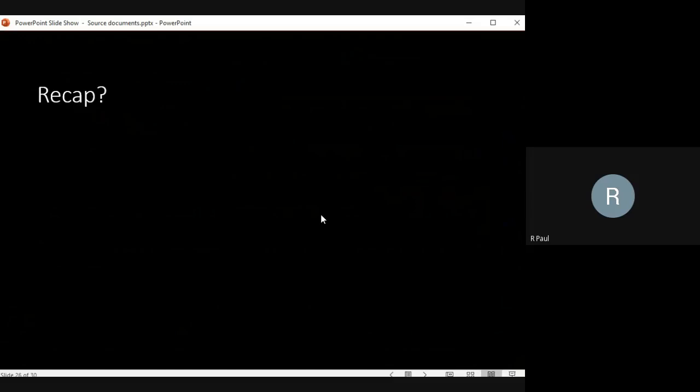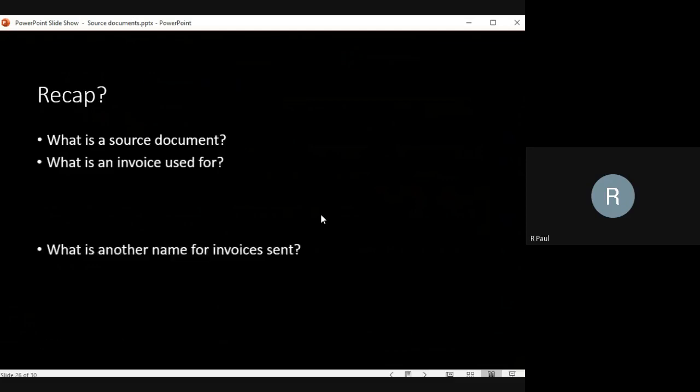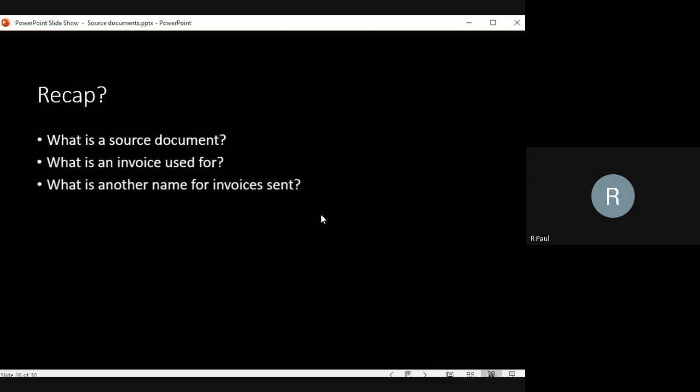So let's recap. What is a source document? A source document is proof that a transaction occurs. What is an invoice used for? An invoice is used to record a credit transaction. What is another name for an invoice sent? A sales invoice. What is a credit note used for? A credit note is used for when a customer returns goods to the business, or you return goods to the supplier.